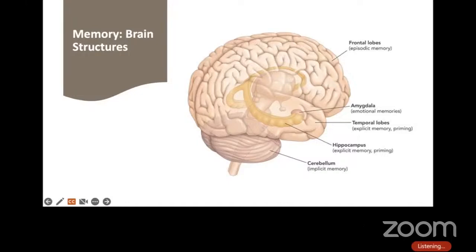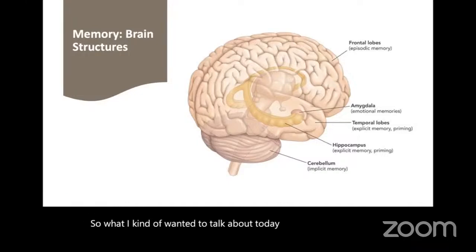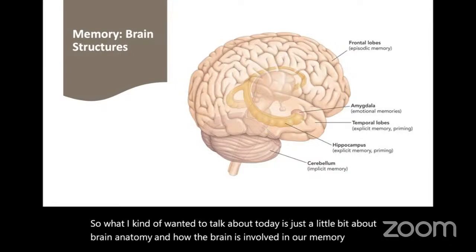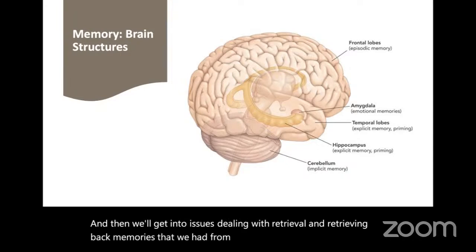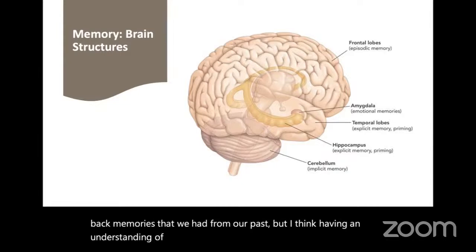So what I wanted to talk about today is a little bit about brain anatomy and how the brain is involved in our memory systems. And then we'll get into issues dealing with retrieval and retrieving back memories that we had from our past. But I think having an understanding of these different brain structures is an important component before we move on, okay?